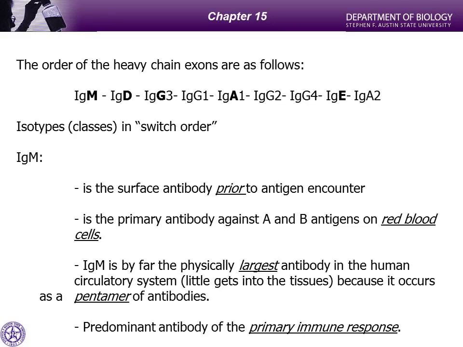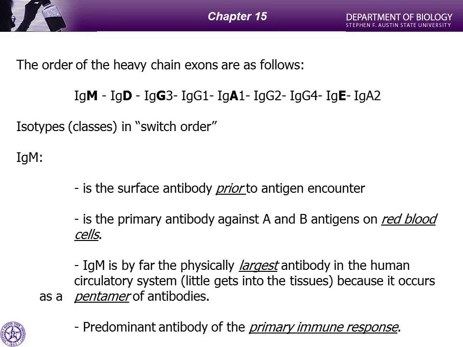An IgM, this is the first antibody to be produced in an immune response. You're actually going to find this on the surface of many of your cells as a B cell receptor. You're going to find IgM in your plasma.